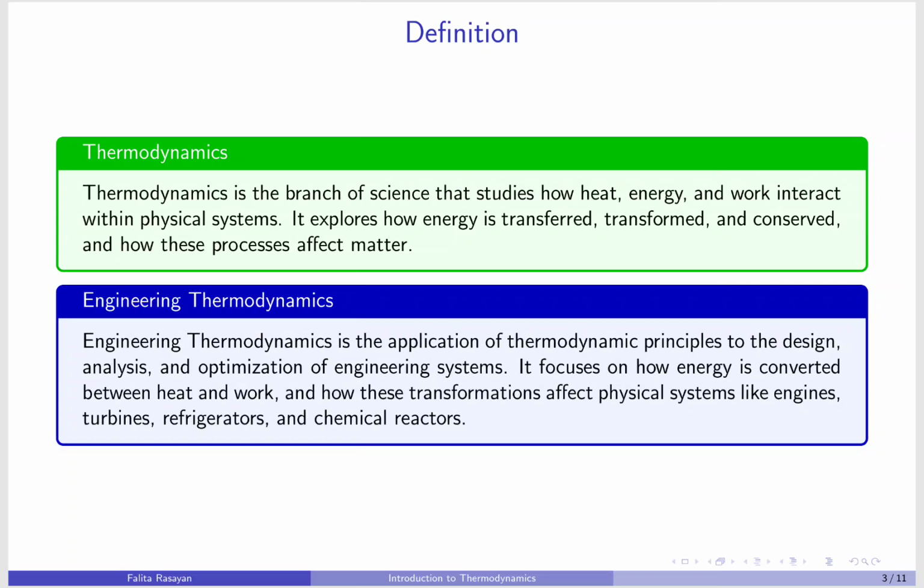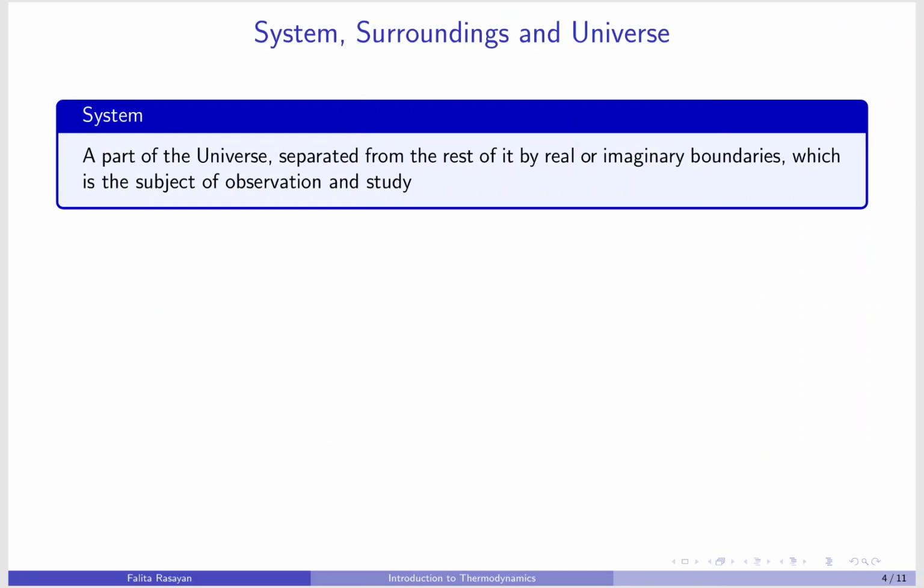Okay, moving forward. As I have said earlier, thermodynamics basically studies the transfer of heat from one place to another, but which place to where? To understand this, we need to understand what a system is. A system is a part of the universe separated from the rest of it by real or imaginary boundaries, and which is the subject of observation and study. So system is that which we observe and study.